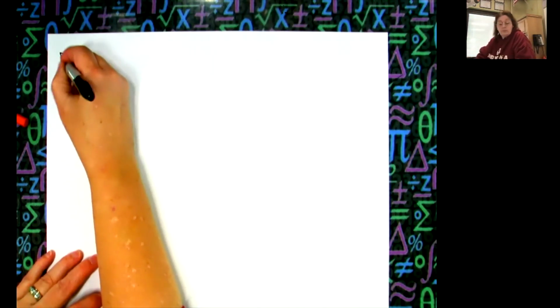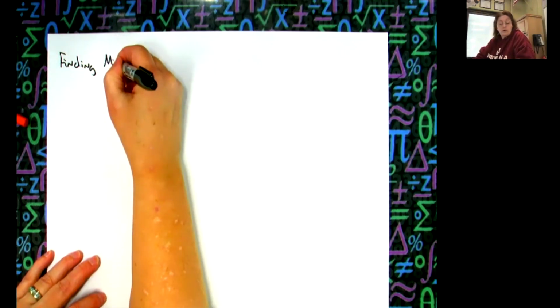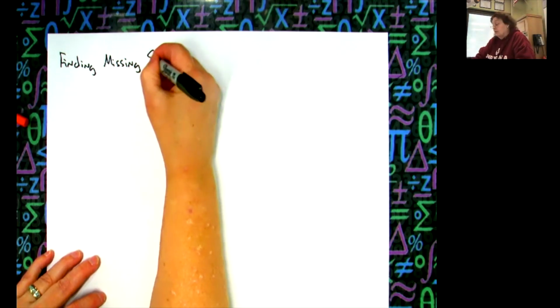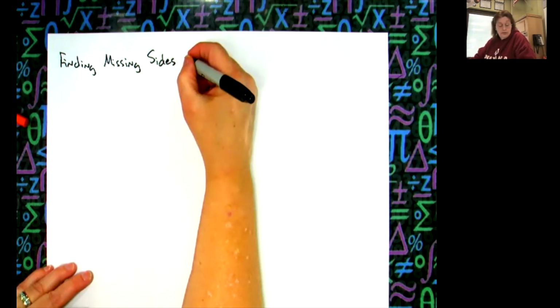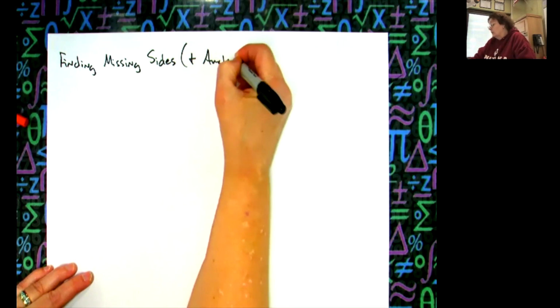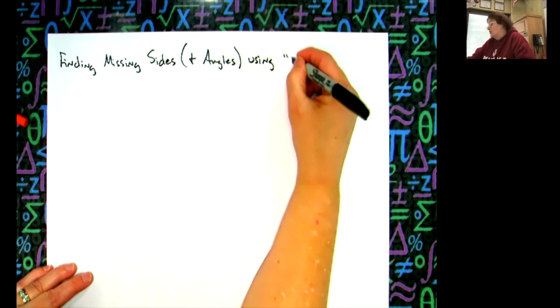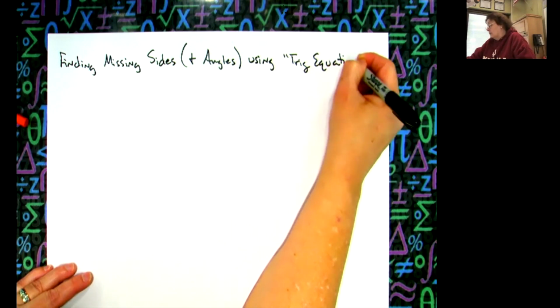So let's say that the directions are: finding missing sides. Or I should say missing anything. It wouldn't necessarily have to be missing sides; I could find other things as well. Finding missing sides is the examples I'm going to do. Let's go ahead and put angles, because we could get there. And then we're going to say using trig equations that correspond directly to these right triangles.